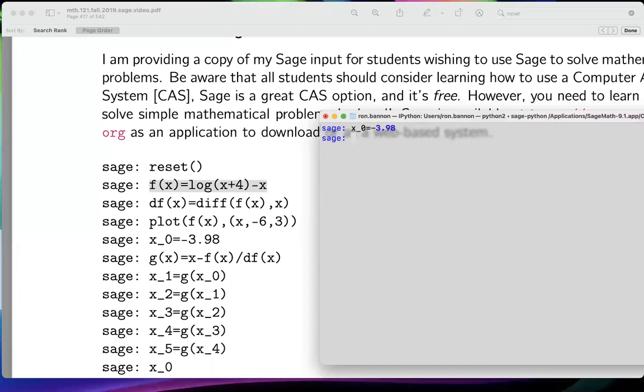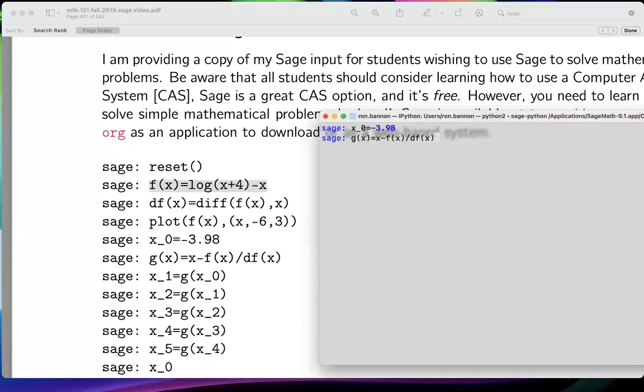Now, what do I have to do to get the next guess? Well, let's talk about Newton's method then. All right. What's Newton's method? I'm going to define a new function, g of x, and g of x is going to be equal to my first guess, whatever that could be. I'll just simply say it's x. Who knows what that's going to be? Minus f of x divided by the derivative. And we've already computed that. I hope you remember that. We called that df.